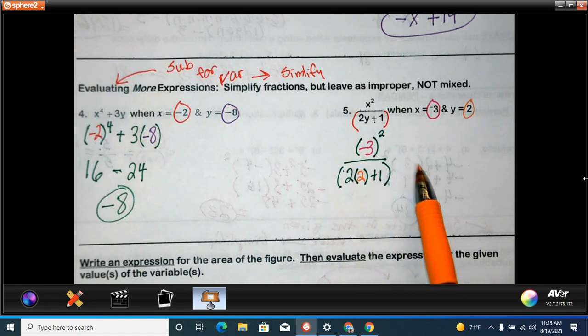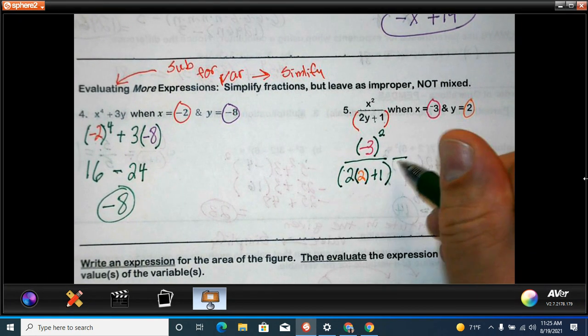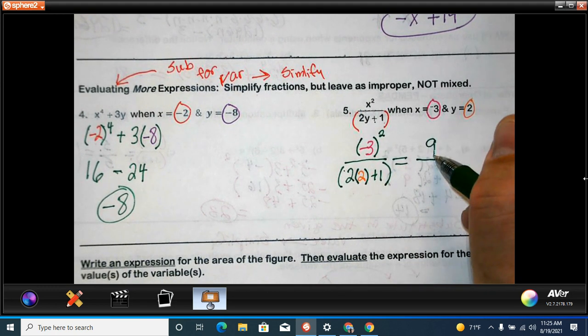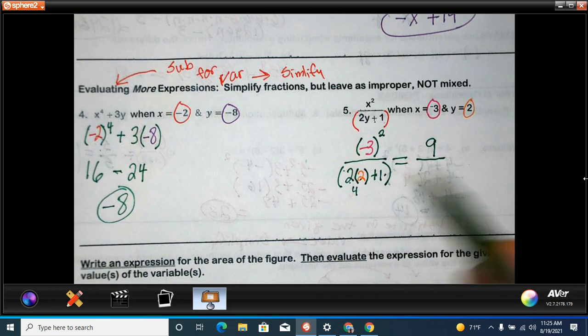This one's not that bad to do in your heads, right? Okay, so I get negative 3 squared, 9. 2 times 2 is 4, plus the 1 is 5.